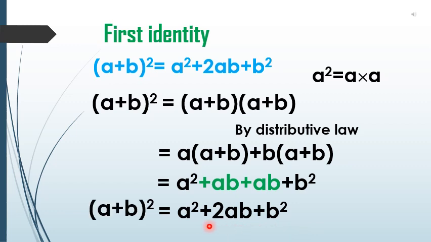Absolutely, this is the formula: (a plus b) whole square is equal to a square plus 2ab plus b square. We derived our first formula. It is so easy, isn't it?